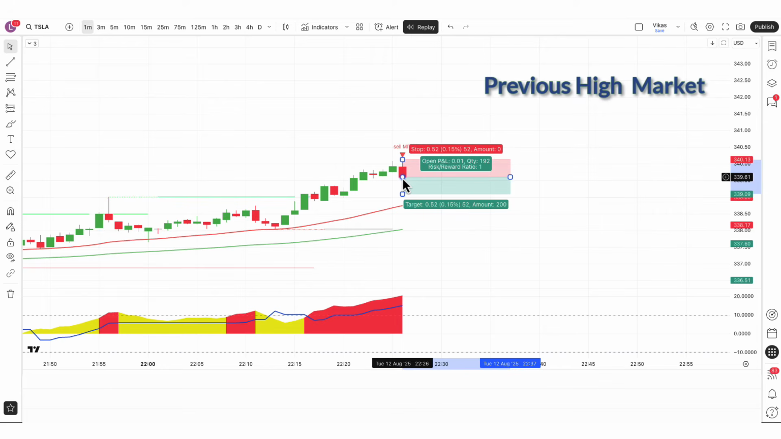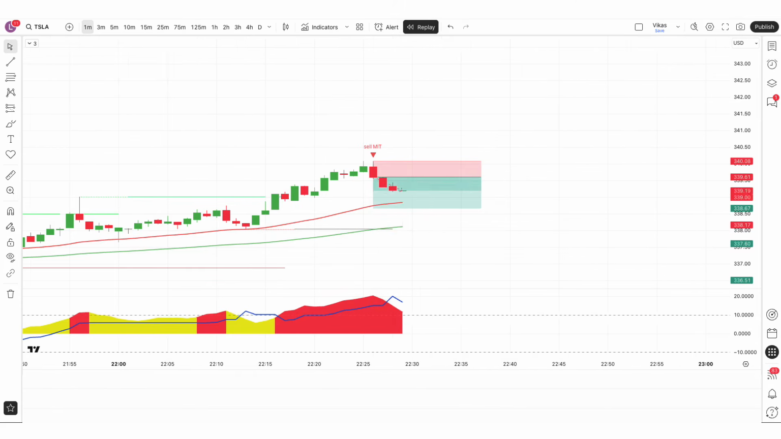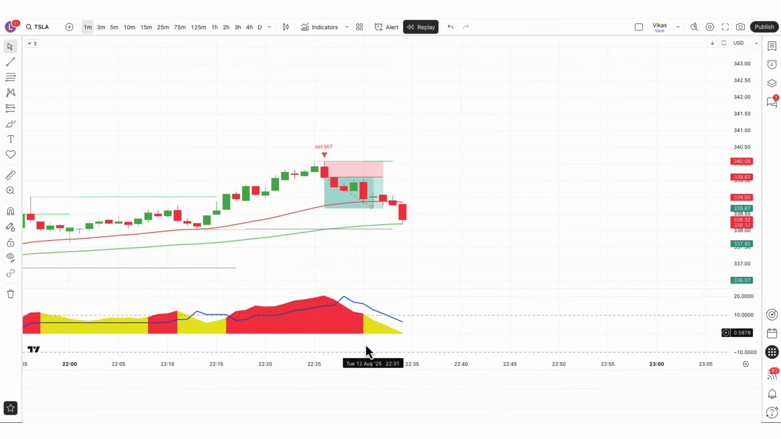Our stop loss is to be placed at the previous high of the market. And the risk to reward ratio will be 2. The market has completely hit the target. Let's find the next trade.